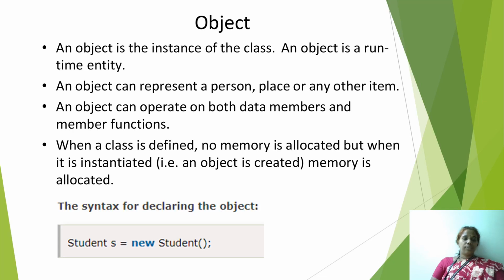When a class is defined, no memory is allocated, but when it is instantiated, memory is allocated, that is, an object is created. How do you declare the object? This is the syntax: class name, space, variable, that variable is called the object, equal to new. We have used the new operator. After that write the class name, open parenthesis, close parenthesis, and at the end of the statement put a semicolon. This way we can create the object.